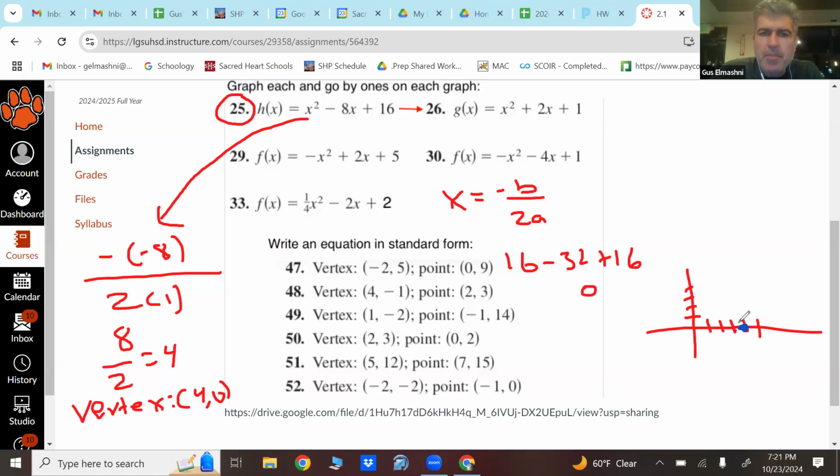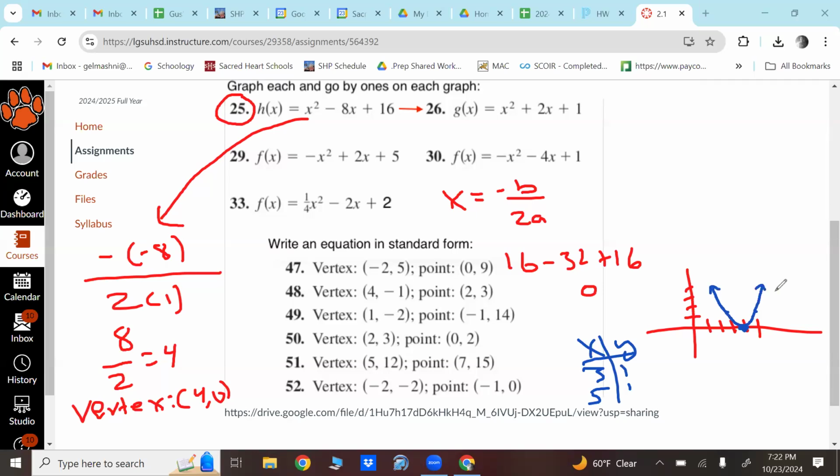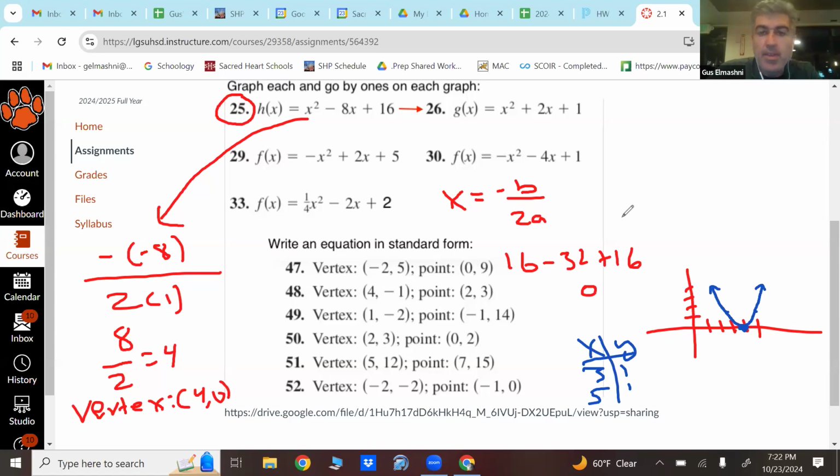Then what you want to do is you can make a table and plug in points close to the vertex, like say 3 and 5. And you should get 1 in each case. There you go. That's the graph. So you basically have to just repeat this process 4 more times for 26, 29, 30, and 33. So go ahead and I think the repetition will help you.